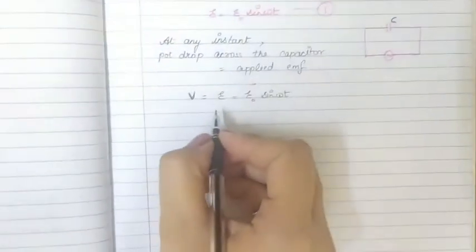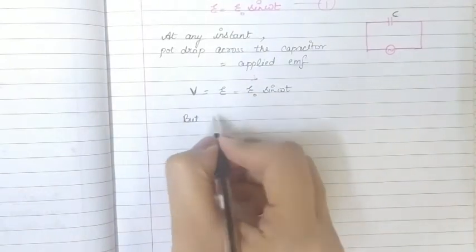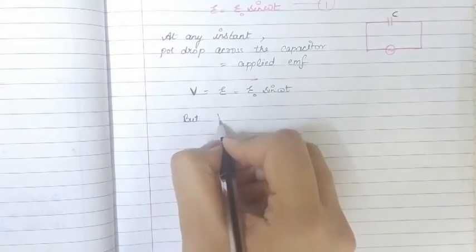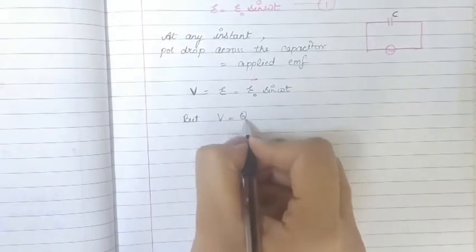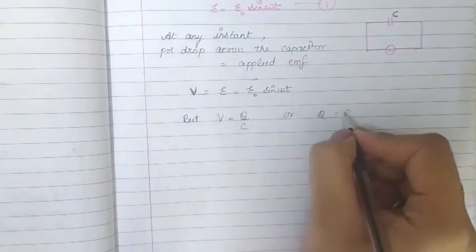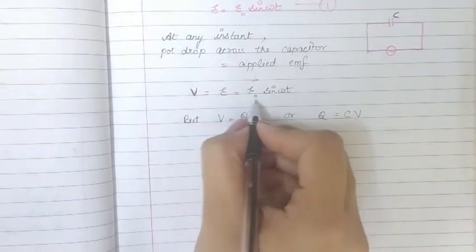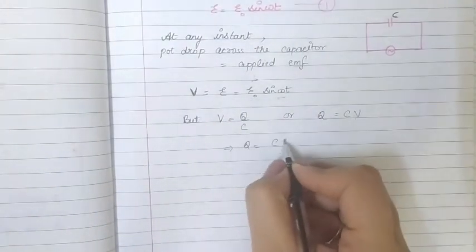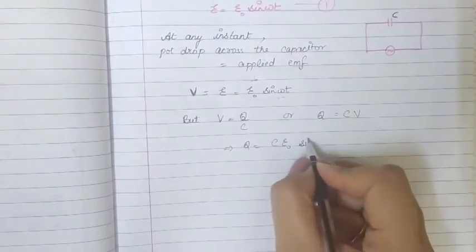Okay, but we know that for a capacitor the potential drop across the plates of the capacitor is V equal to Q upon C, or Q is equal to CV, and this V is equal to epsilon naught sine omega t. So we can write Q is equal to C epsilon naught sine omega t.